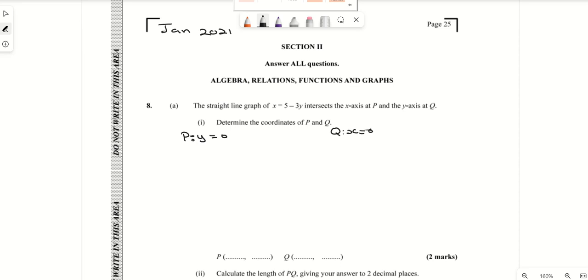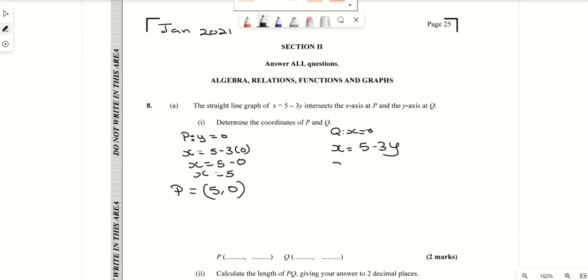So we're going to plug it into this graph where x is equal to 5 minus 3 by 0. So x is equal to 5 minus 0. So x is equal to 5. So now we know that for P, x is 5, y is 0. Now if we look at this, x is equal to 5 minus 3y.